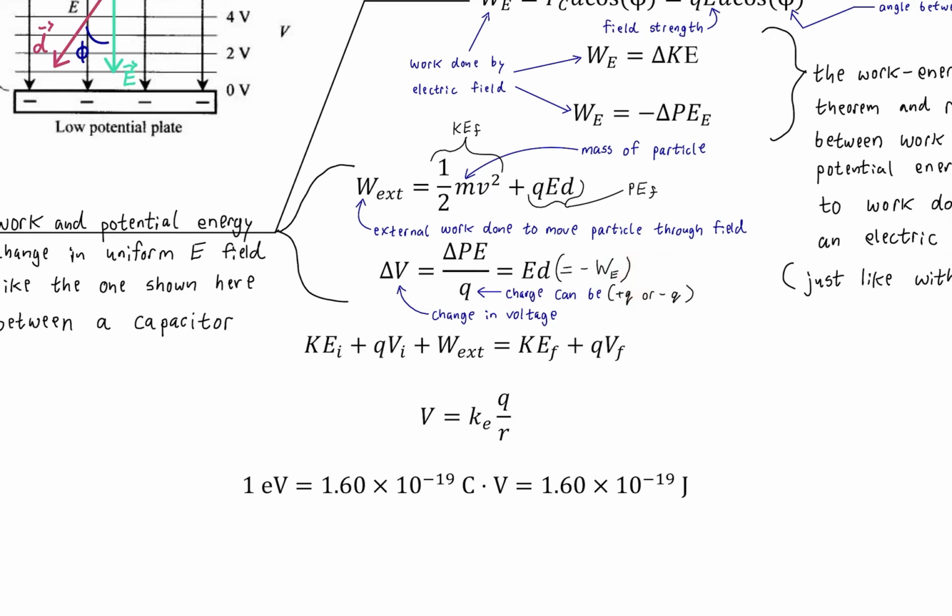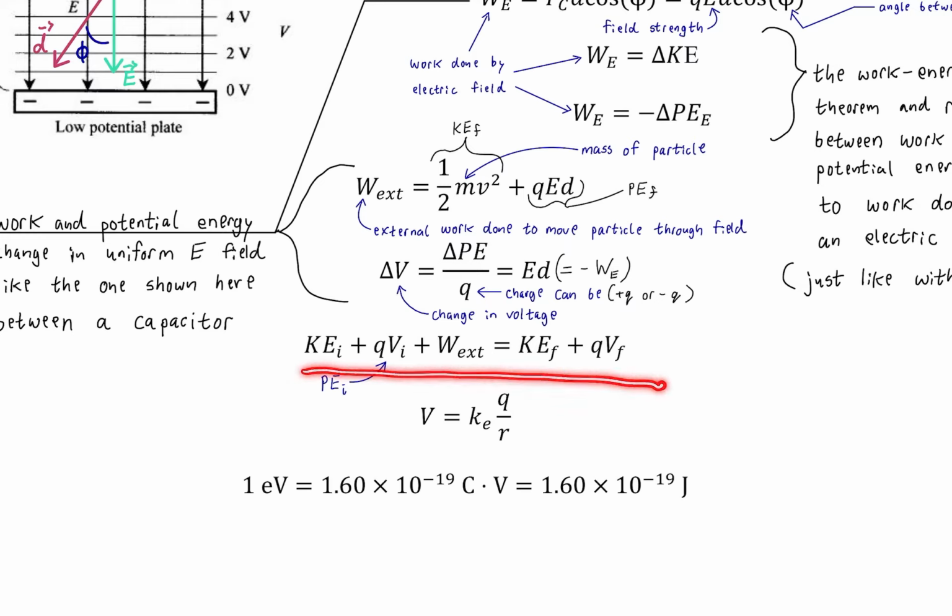Okay, I just wanted to tie everything back together to show that these ideas are related. And of course, the negative just comes from the definition, the relationship between work and potential energy. So now on to the next line, this one here. Okay, so this is a conservation of energy equation.